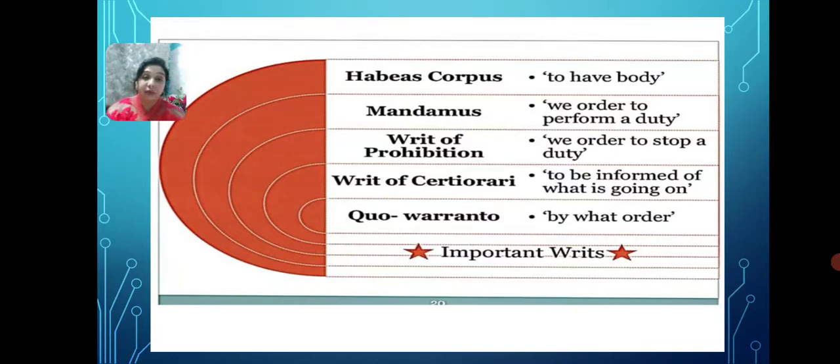One is habeas corpus. The literal meaning of the words habeas corpus is to have the body. By issuing such a writ, the High Court or the Supreme Court can get the custody of the body of any person released if the person has been unlawfully detained by any person or any group of persons or by the state. Okay, this writ is thus a great safeguard for the personal freedom of the citizens.